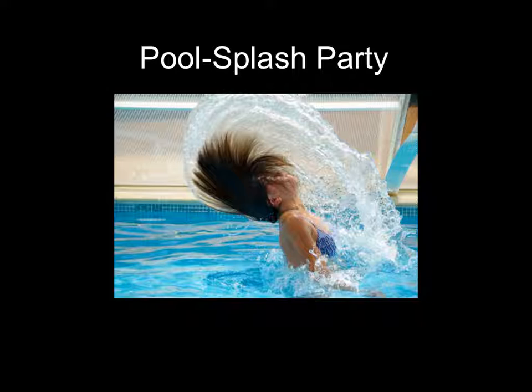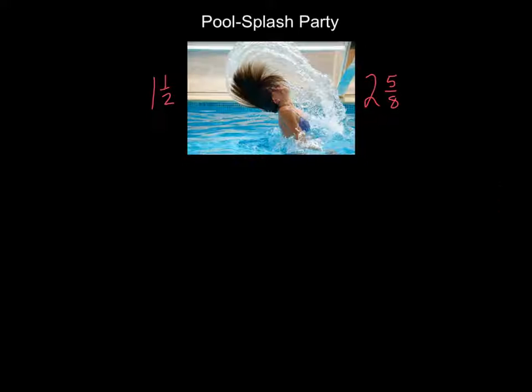In order to get from your house to her pool, you will need to walk 1.5 miles to the bus stop. Then you'll need to ride the bus another 2 5/8 miles before you can reach your home. So what you've got here is 1.5 miles that you need to walk, and then you've got to ride the bus another 2 5/8 miles. So let's go ahead and solve this problem.